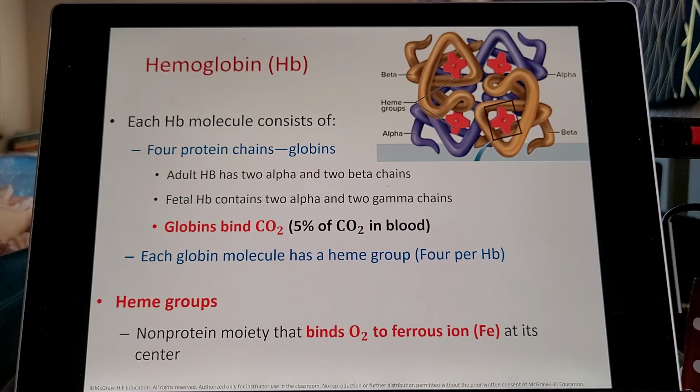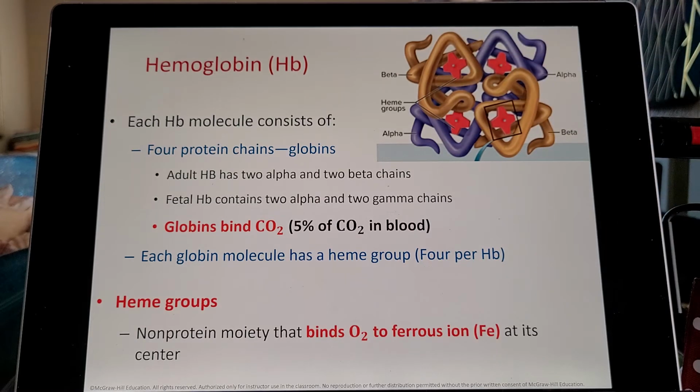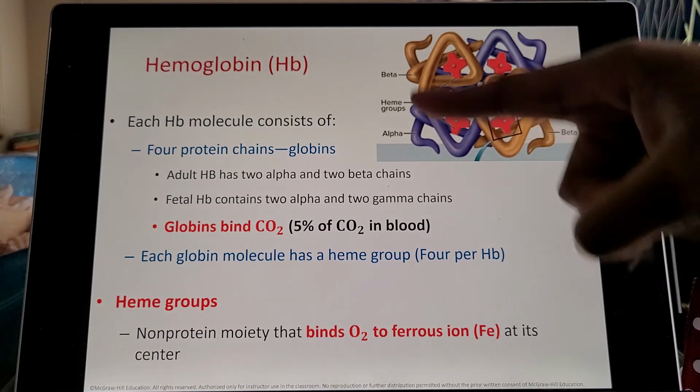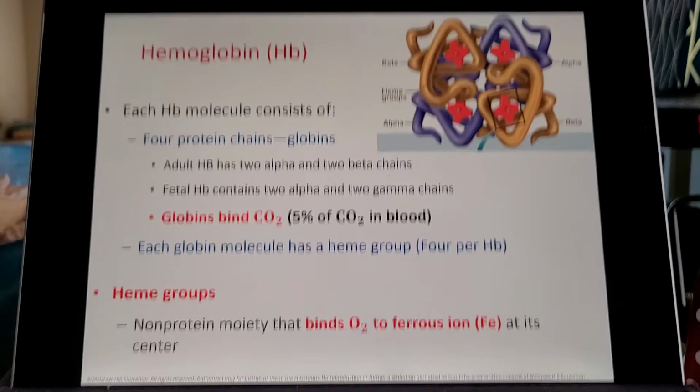Okay, so hemoglobin, again, is where our oxygen and carbon dioxide can bind. The oxygen binds to the ferrous iron portion, our little red portions here, those prosthetic groups. The carbon dioxide can bind to different proteins, including the proteins on hemoglobin. So that's where it binds, and they don't actually compete against each other.